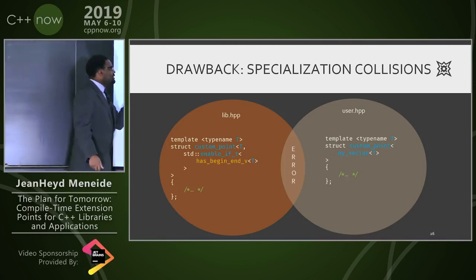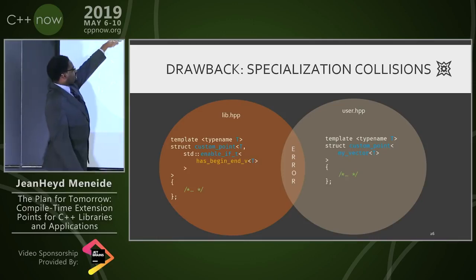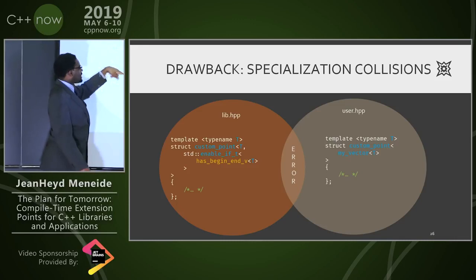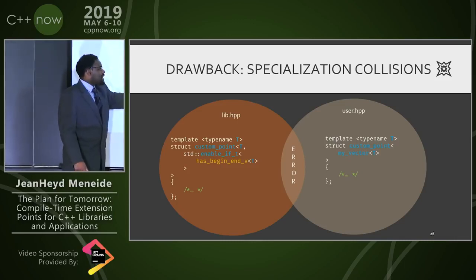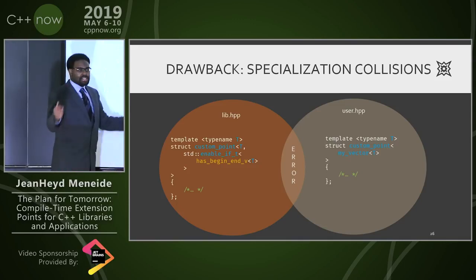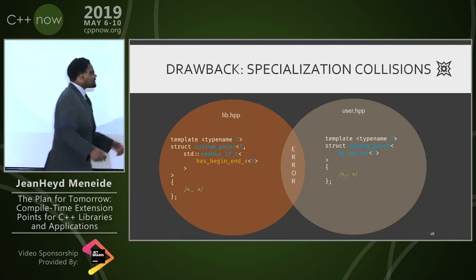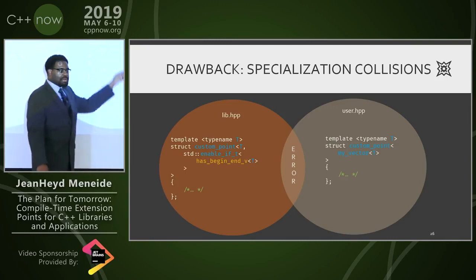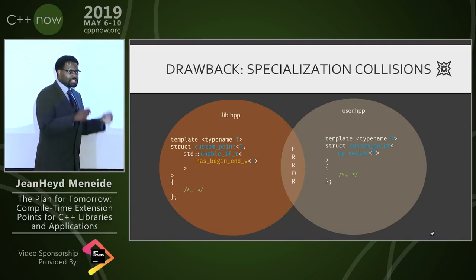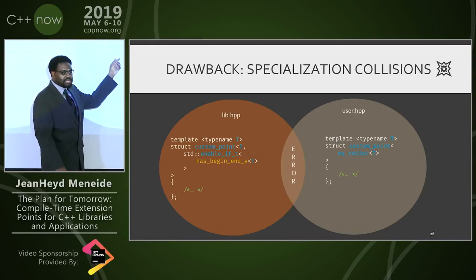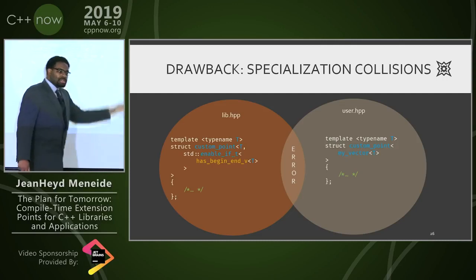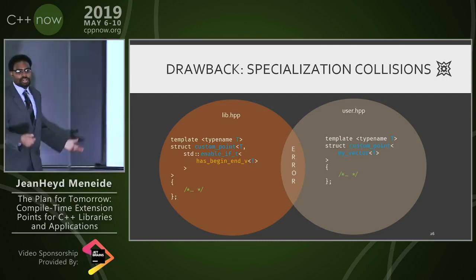Just as another example, let's say I have a customization point, and I do the same std::enable_if_t stuff. And I say, if it has a begin and an end, then I'll treat it as some container type and do some magic here. But then somebody else says, oh, I want to specialize this for my custom vector. But this is a partial template specialization too. So these two will produce an error, and you won't get anywhere.